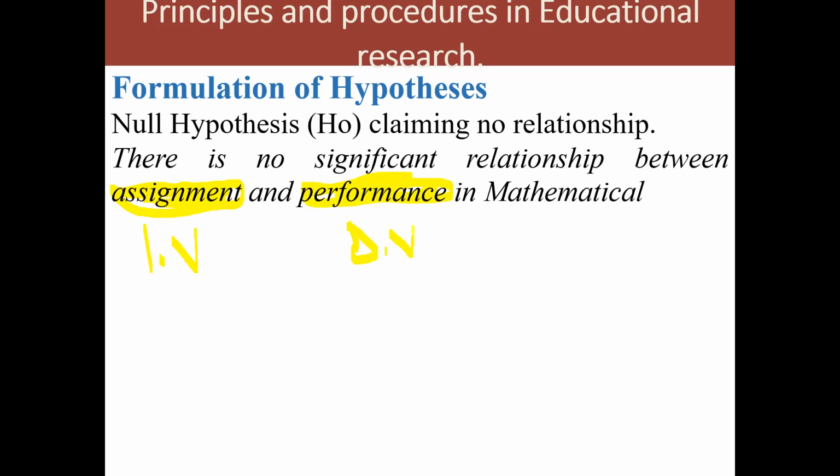DV. So the IV and the DV are very important. So we have to say that there is no relationship between the IV, the independent variable, and the DV, the dependent variable. We are supposed to get that very well, because if we get it very well, we will be able to do our research.